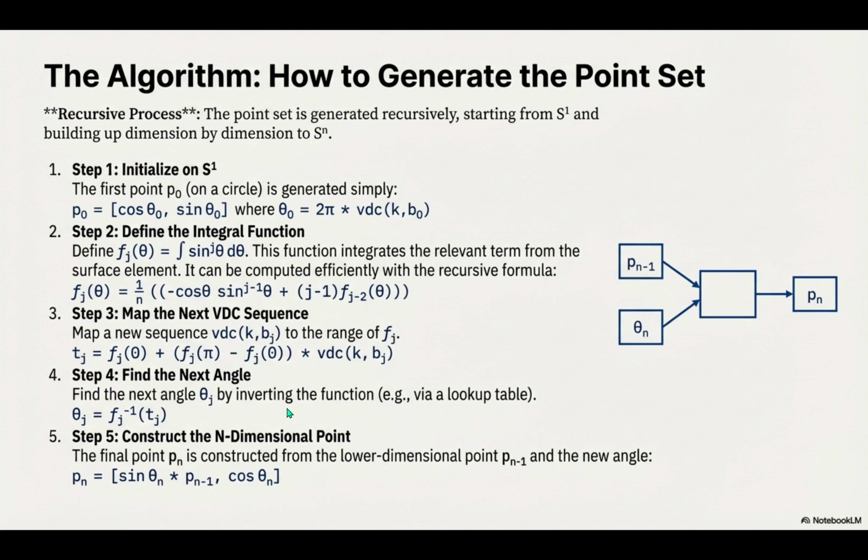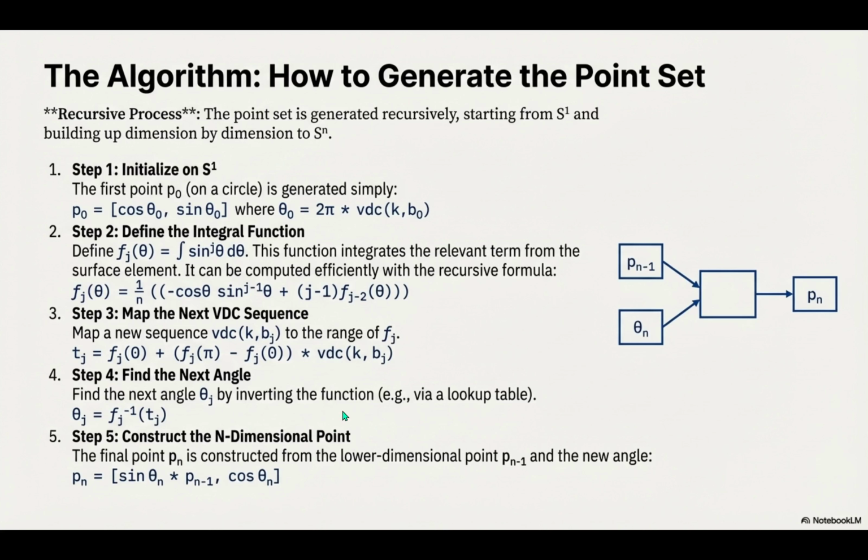By doing the inverse operation. We need to find theta j from F_j. And this is where theory meets reality. While F_j is defined by a nice integral, calculating its inverse function analytically is often impossible. The terms are just too complex. So the beautiful math hits a computational brick wall. How do they handle that inversion efficiently in practice?